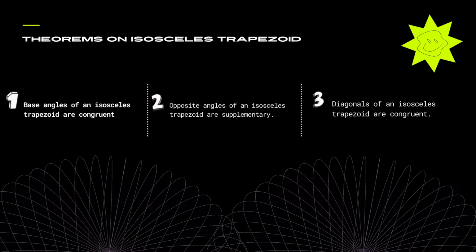Then for the theorems on isosceles trapezoid, we have three. The first one states the base angles of an isosceles trapezoid are congruent. And then on theorem 2, we have: opposite angles of an isosceles trapezoid are supplementary. And on the last, which is theorem number 3, we have: the diagonals of an isosceles trapezoid are congruent.